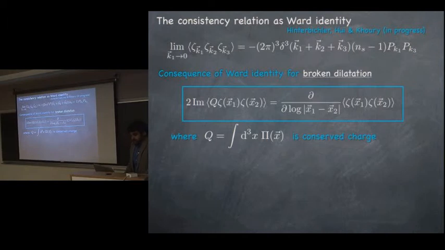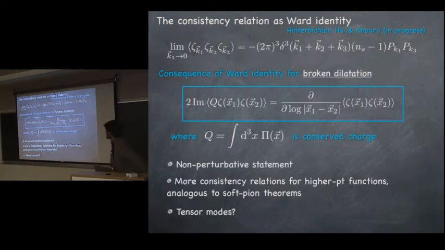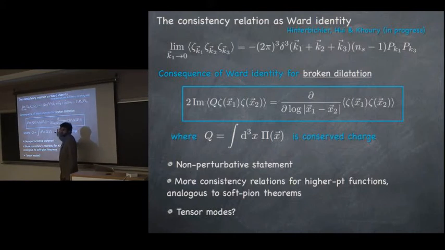Why should you care? Why should we bother about this? Because Ward identities are very powerful. They're non-perturbative statements. They're just statements about symmetries. So this would give the consistency relation a firm footing, in my opinion. Moreover, there will be more consistency relations. These are just for dilatation, but you also have special conformal transformations, 3 of them that you've broken. These will lead to their own consistency statements, which you can use to completely rule out inflation in principle. So there's a whole network of consistency relations.